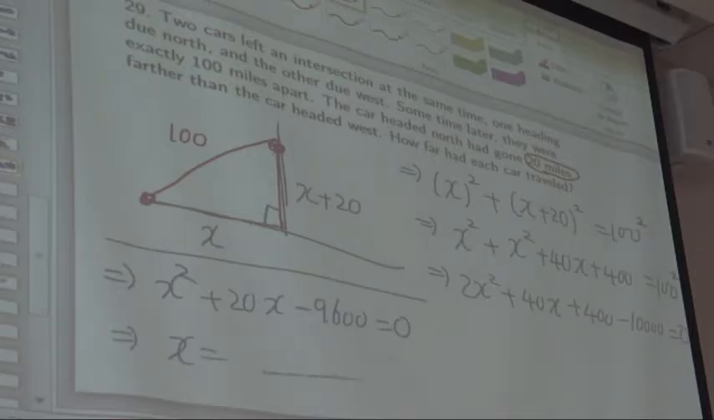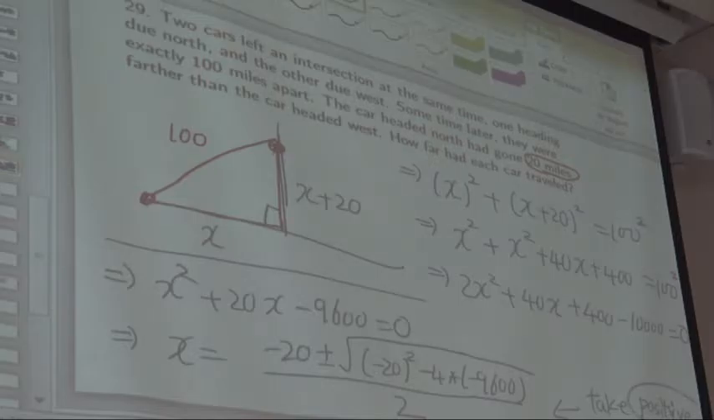So if we use a quadratic formula, this is a negative 20 plus minus radical, negative 20 squared, negative 4 times negative 9600 over 2. Now we take the positive number, positive x value. And that is the x value we need.